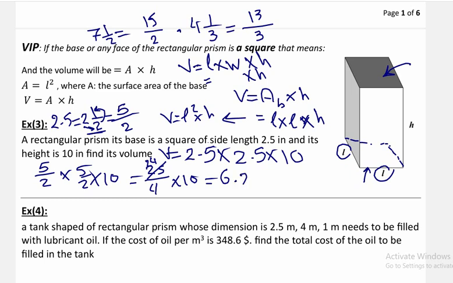A quarter is 0.25, times 10, which is 62.5 inch cube. Okay, it's clear now. We have two ways of calculation. Take your notes, pause the video, and replay again.